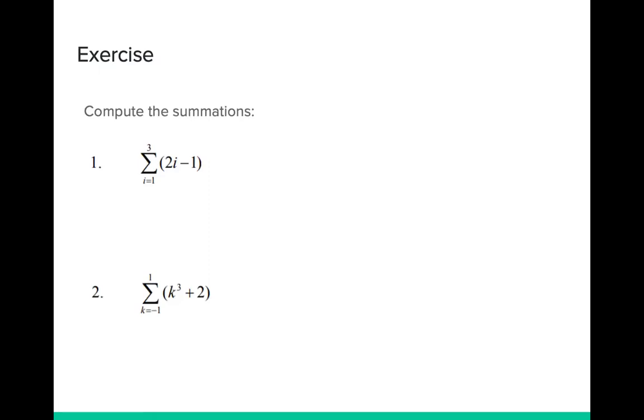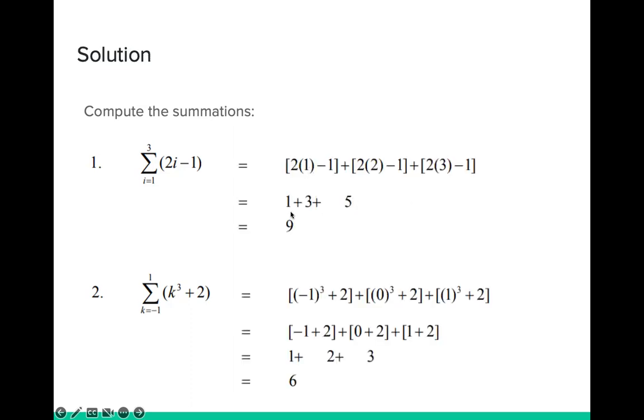Okay, so now let us have some more examples or exercises. Try to compute the summations. The summation from i equals 1 to 3 of 2i minus 1, and then the summation from k equals -1 to 1 of k cubed plus 2. You can try to do this on your own. And these are the solutions. You can check your solutions later on, whether you have also arrived at the correct answers.